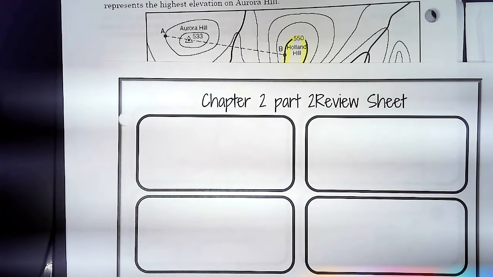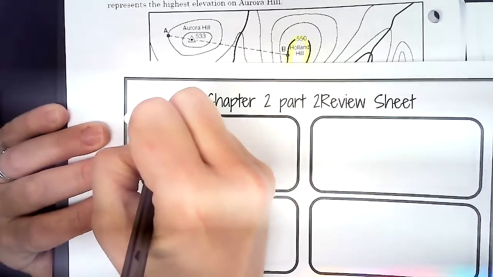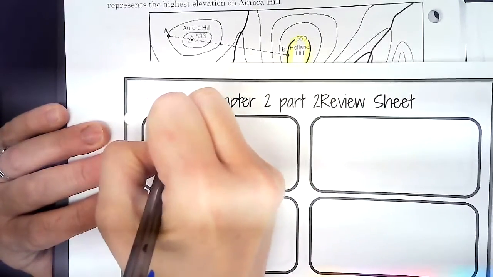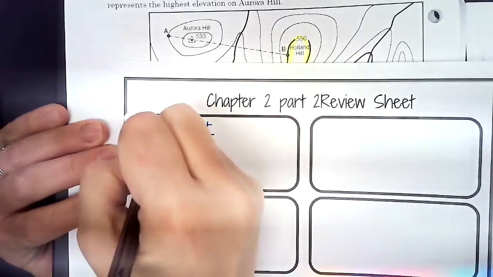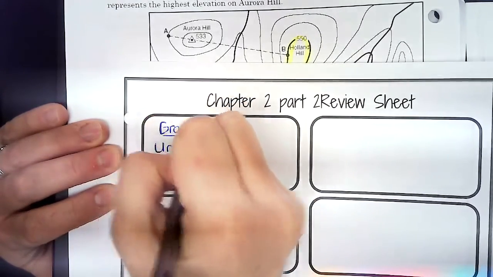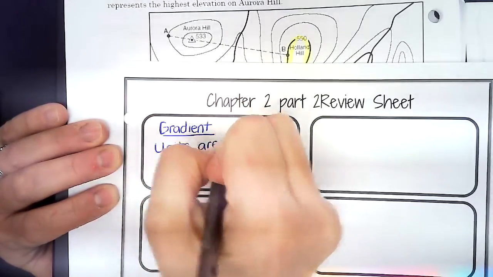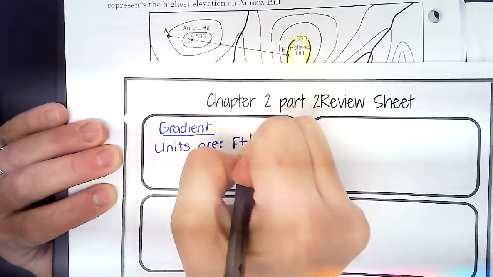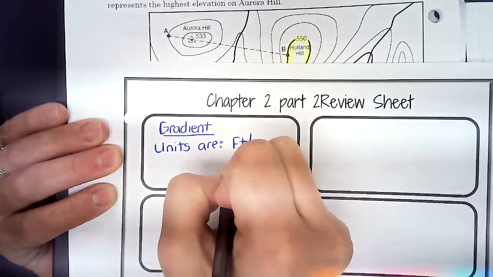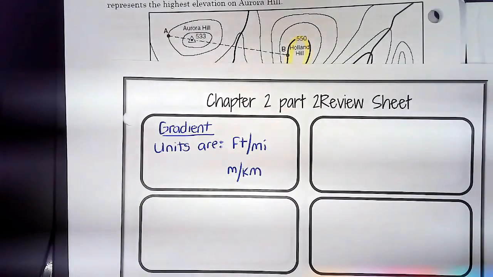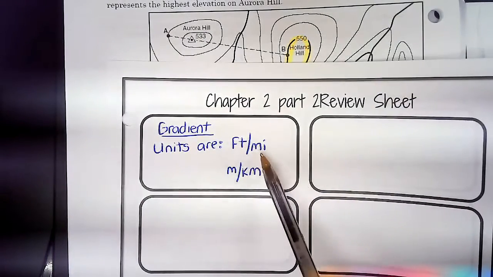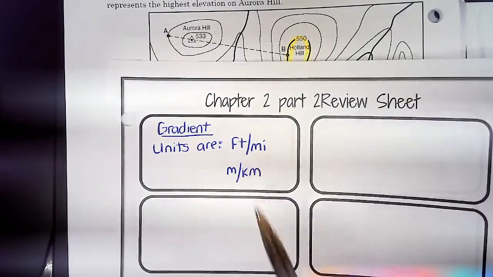Okay, I don't think we use the map. Well, I see what you're saying, the map scale. So the first important fact is that gradient, for gradient, the units are either feet per mile or meters per kilometer. Make sure you abbreviate those properly. MI for miles, M for meters.